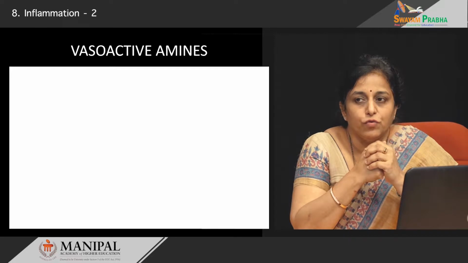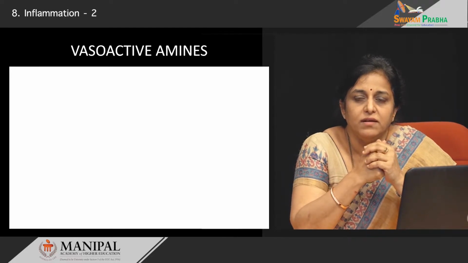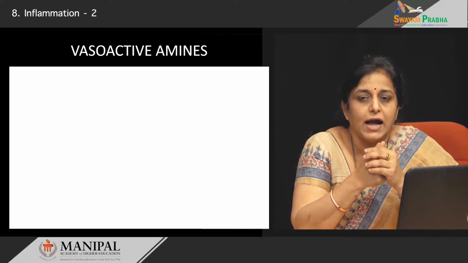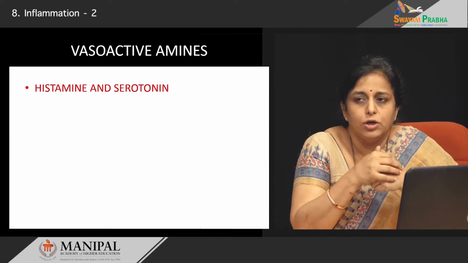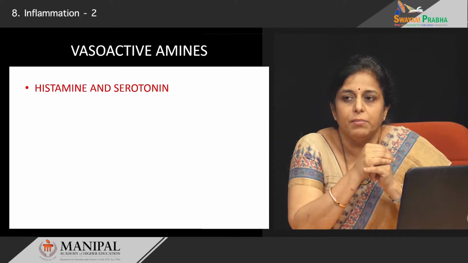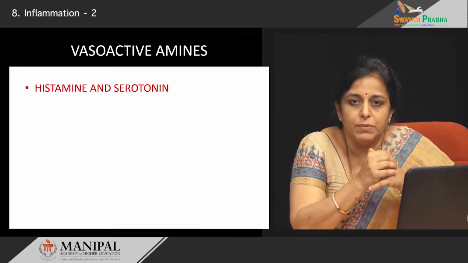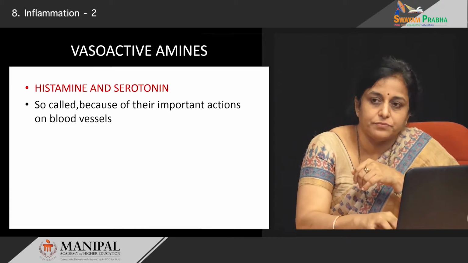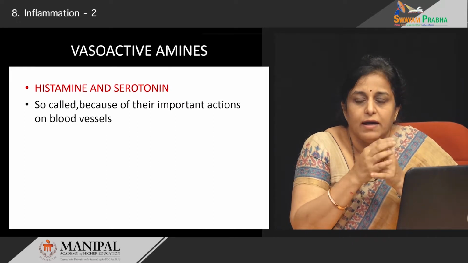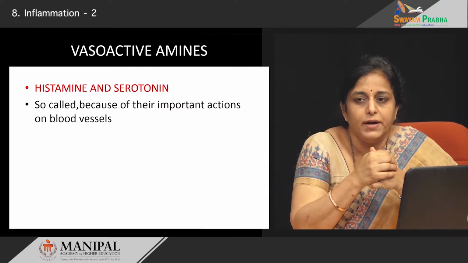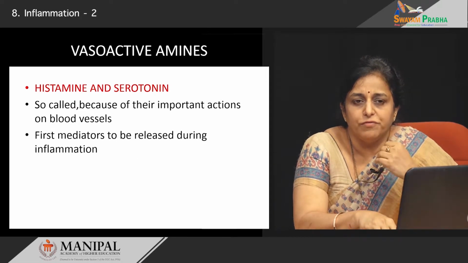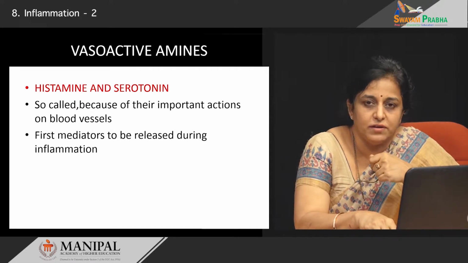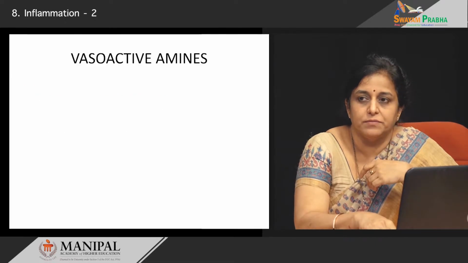So, coming to vasoactive amines, as the name says, these are amines that have their action on vessels. The two most important substances that come under this category are histamine and serotonin. As we learnt, the important action is on the blood vessels, and these are some of the first mediators that are released in the process of inflammation.